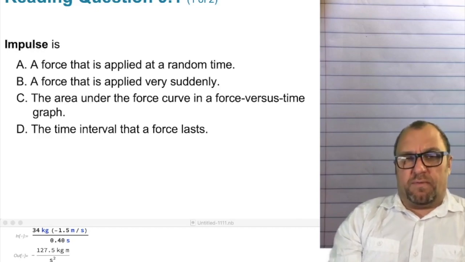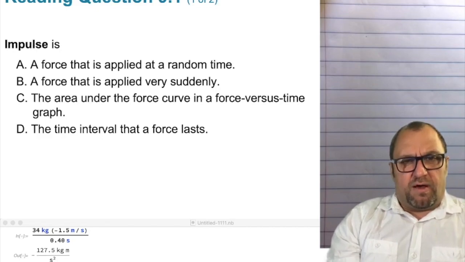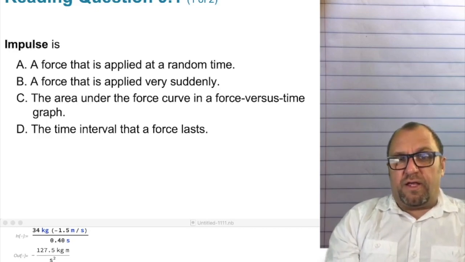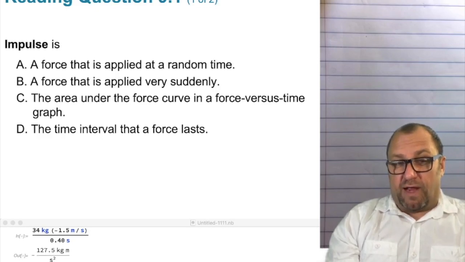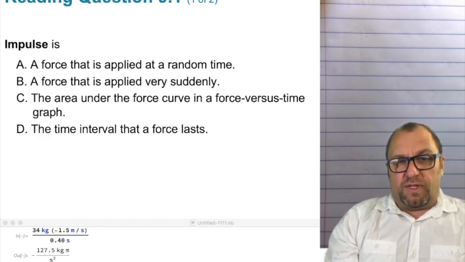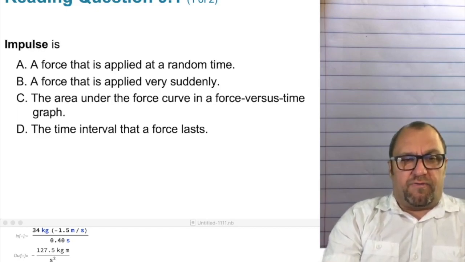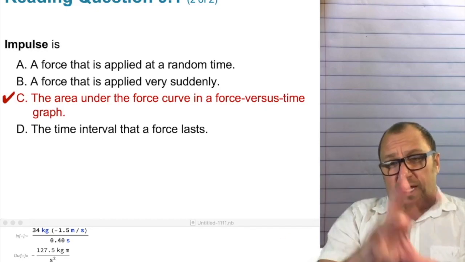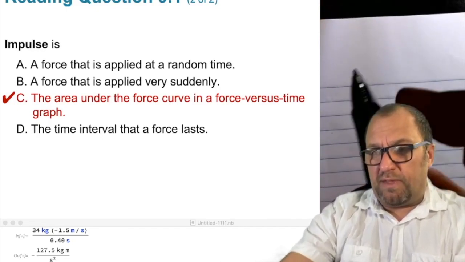Okay, so here are some questions from the reading. What is impulse? Impulse is: A, the force that is applied at a random time; B, a force that is applied very suddenly; C, the area under the curve in a force versus time graph; or D, the interval that a force lasts. Well, the way that you find it is by finding the area under the curve of your force versus time graph. If you can estimate that, that's going to give you your impulse. So it looks something like this.